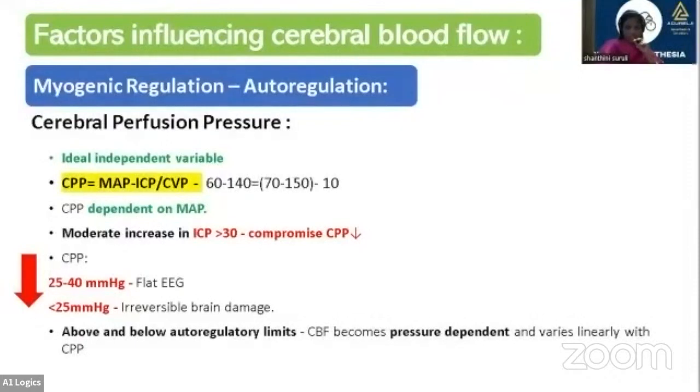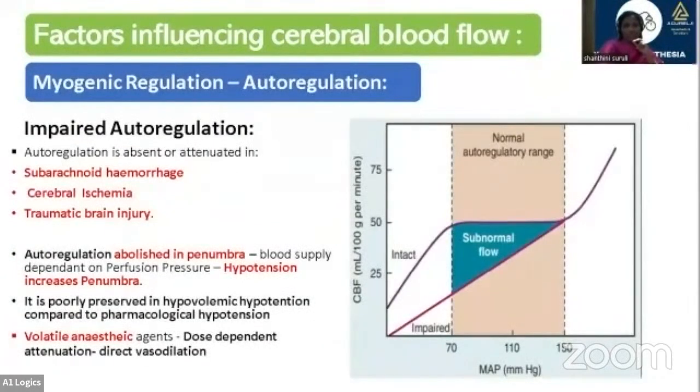Above and below the autoregulated limits, the cerebral blood flow becomes pressure dependent and varies linearly with the cerebral perfusion pressure. In the following settings, the autoregulation is impaired: subarachnoid hemorrhage, cerebral ischemia, and traumatic brain injury. So, in these cases, even when the MAP is in the normal range, that is 70 to 150, there is a subnormal cerebral blood flow.